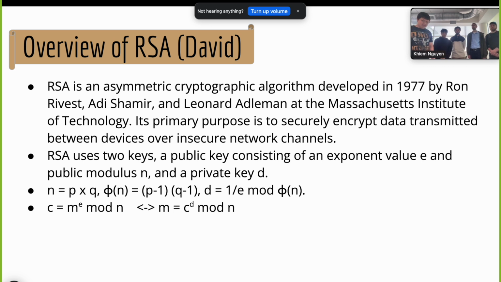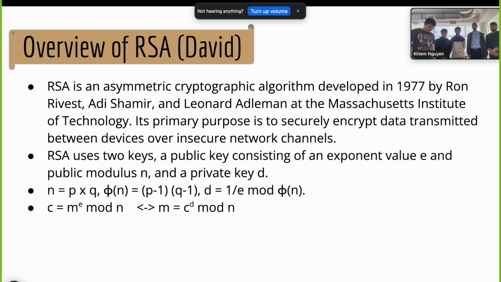So RSA uses two keys: a public key consisting of an exponent value E and a public modulus N, and a private key, which is D. The process of the RSA algorithm works as follows. We first choose two large prime numbers, P and Q, and compute their product to obtain the public modulus N. While N can be publicly shared, P and Q must remain secret.